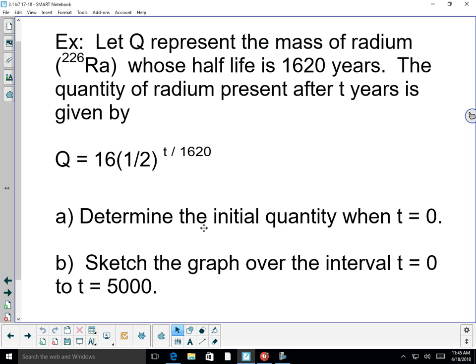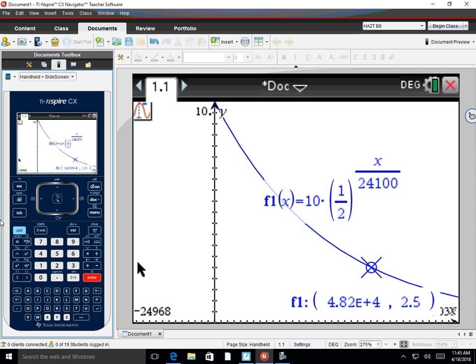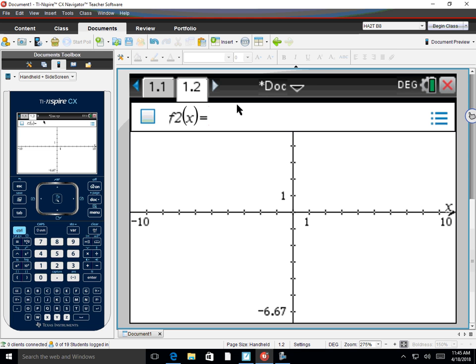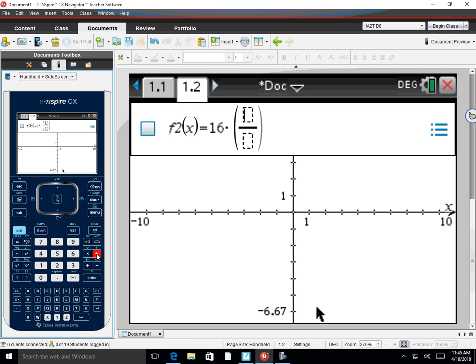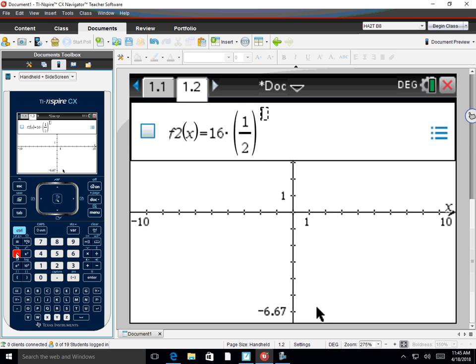And we're supposed to sketch the graph over the interval T equals 0 to 5,000. So let's do this on our calculator. Adding a new graphs page. And this is 16 times, parentheses, 1/2, raised to the, what is it? X over 1620.